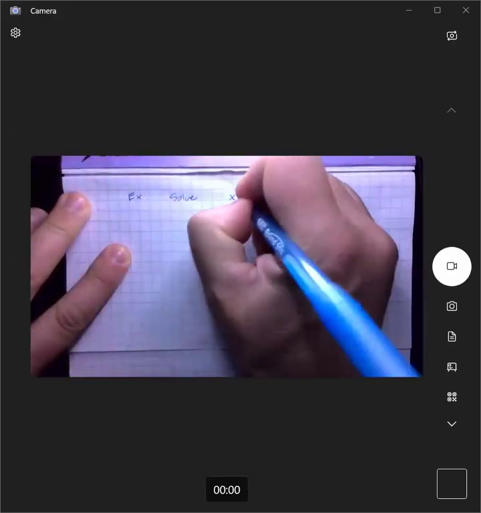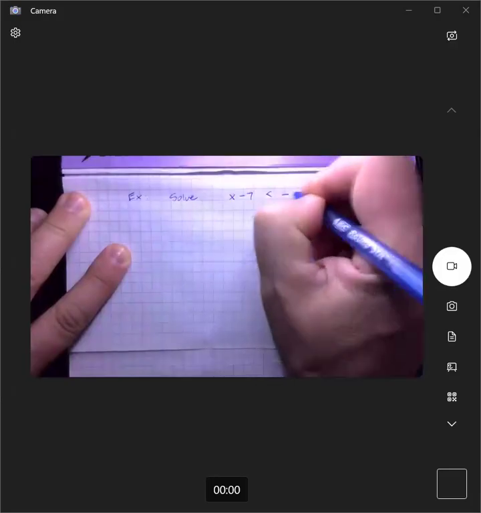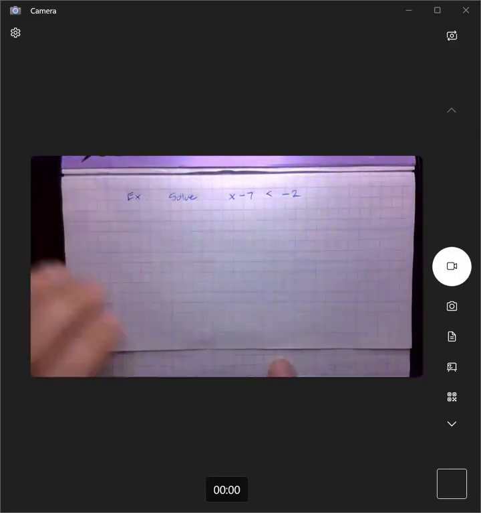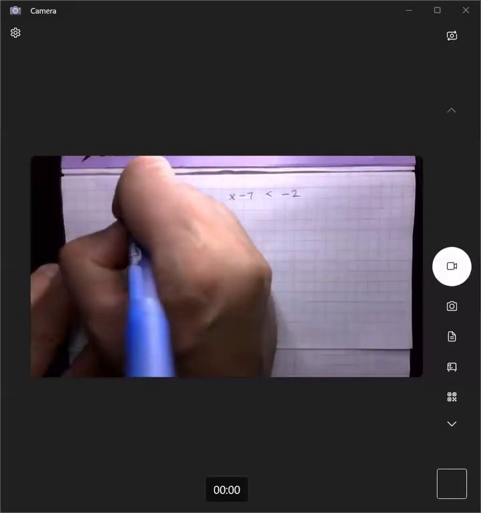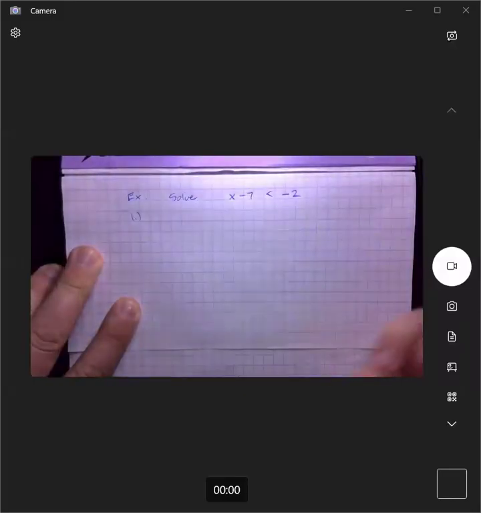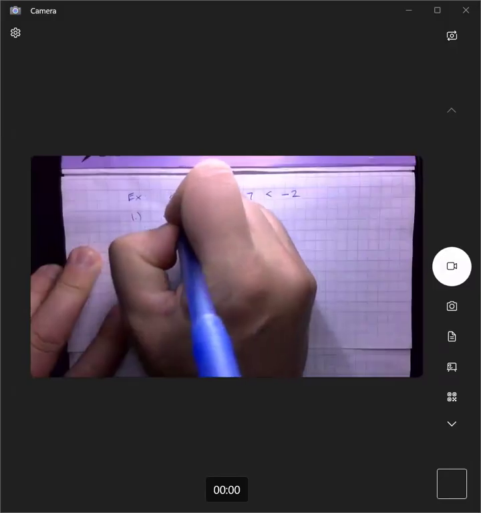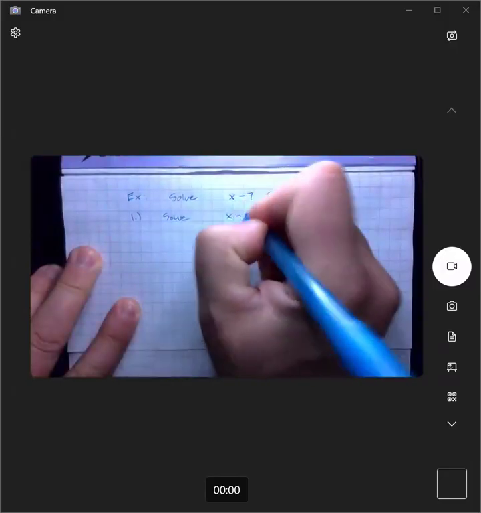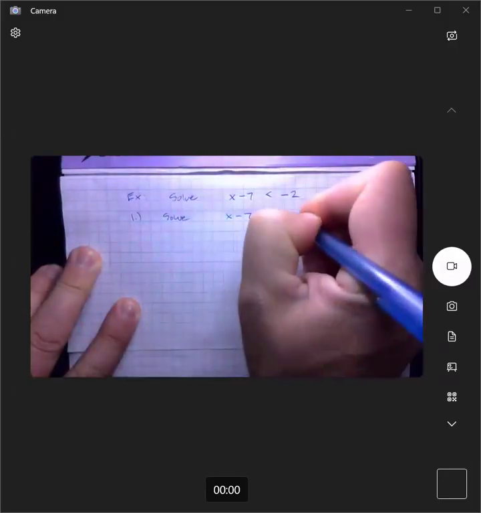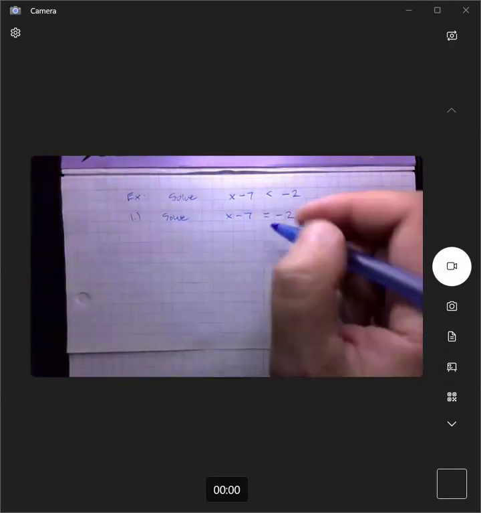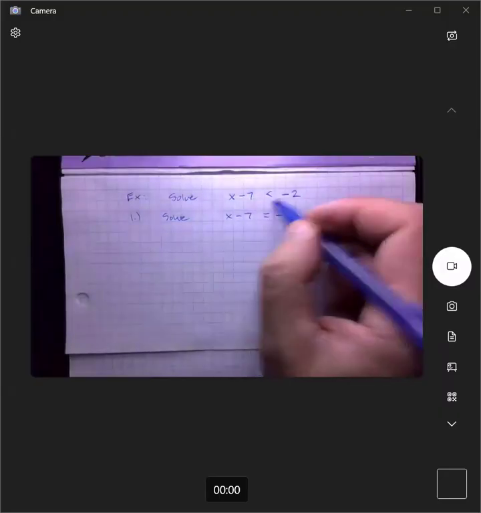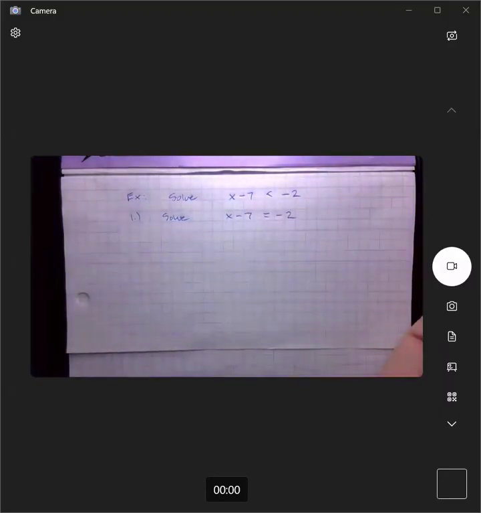Solve the inequality x minus 7 is less than -2. And my first step is to say, no, I'm not going to solve that inequality. I'm going to solve the equality x minus 7 equals -2. Because that's going to give me the endpoint of any solutions, and it's easier to solve an equality because I already have the tools for that.